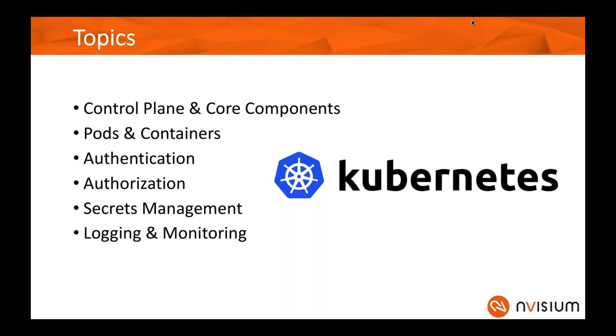And so we're going to look at the Kubernetes control plane and core components that make up Kubernetes. We're going to take a look at how pods and containers are deployed and secured when running them on Kubernetes. We're going to take a look at some authentication and authorization patterns. We're going to look at how we distribute secrets to our services running on Kubernetes. And we're going to look at some of the options we have for logging and monitoring.